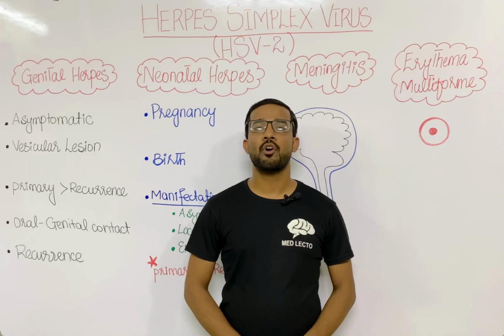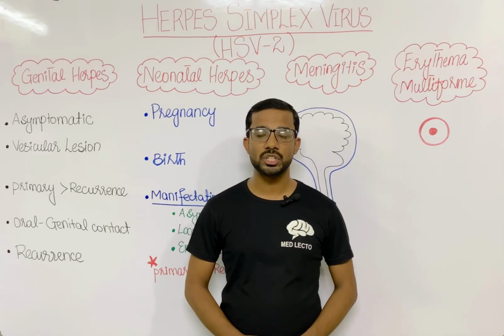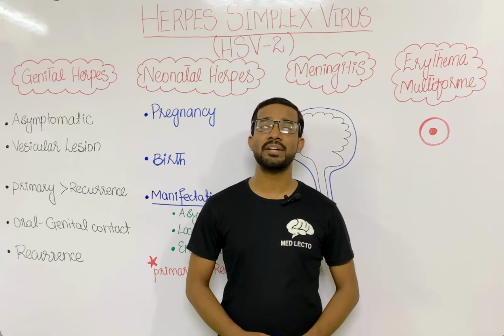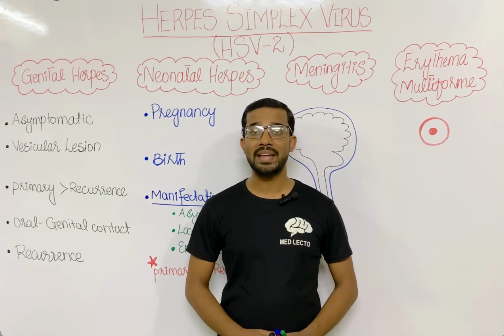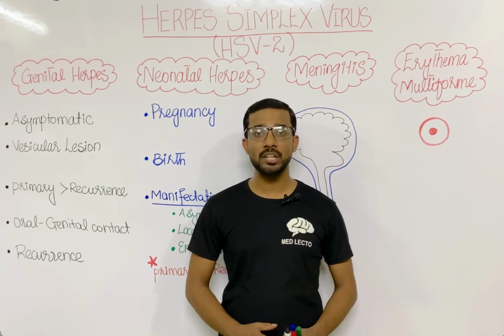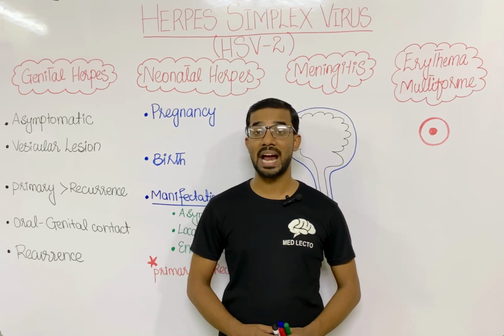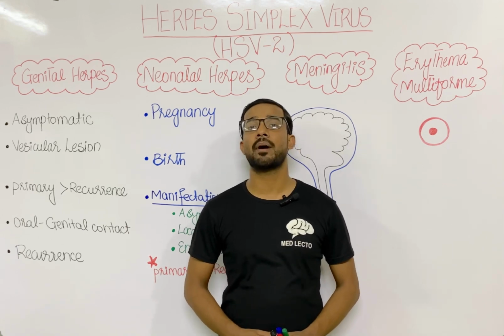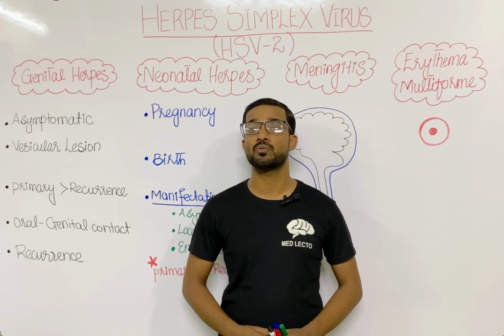In this lecture, we are going to discuss the clinical manifestations of the herpes simplex virus type 2. Before discussing the manifestations, you should know that the herpes simplex virus type 2 forms lesions at the lower part of the body, specifically at the genitalia. And you should also know the three most important stages of the herpes simplex virus.